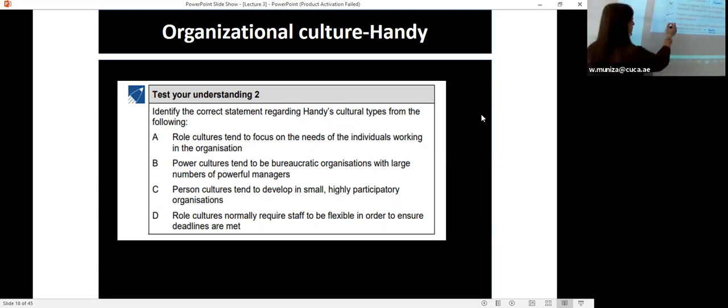So part C is the right one. Is everyone clear? Mariam, are you clear, dear? Have a look at this understanding once again.